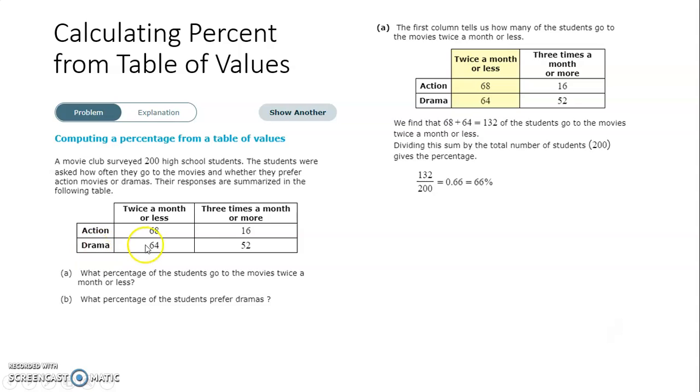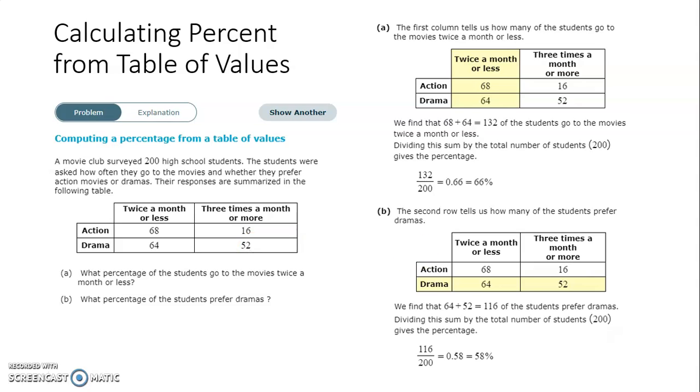Now, the second question says, what percentage of the students prefer dramas? So that would be students in these 2 boxes. Okay, students that prefer drama, there's 64 that go twice a month or less, and 52 that go 3 times a month or more. So our answer there would be just add 64 and 52 and divide by the total. So this column is what we're interested in, and we have 52 plus 64 equals 116, and then we do 116 divided by 200, that's 0.58, or if you multiply by 100, that's 58%.